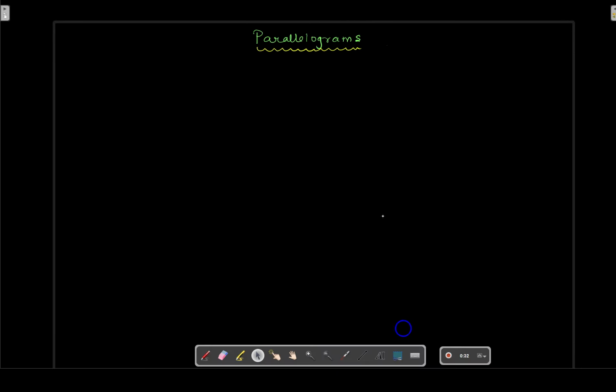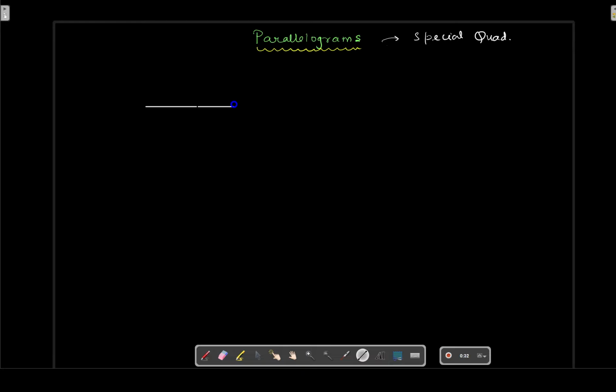Parallelograms. Now parallelograms, they are a very special type of quadrilaterals. Why they are special, we will see.